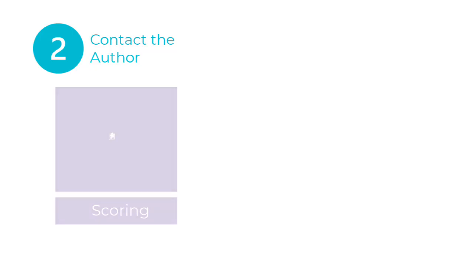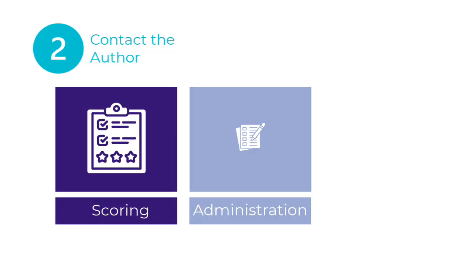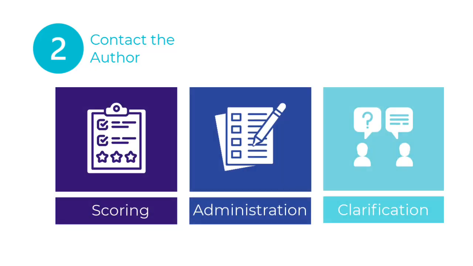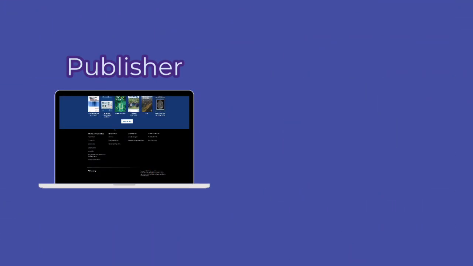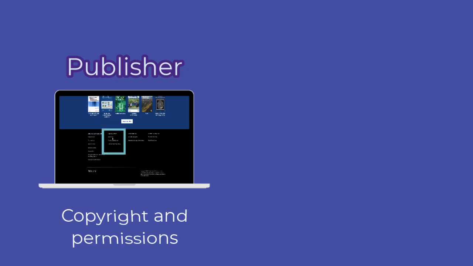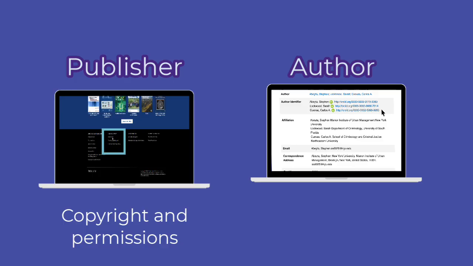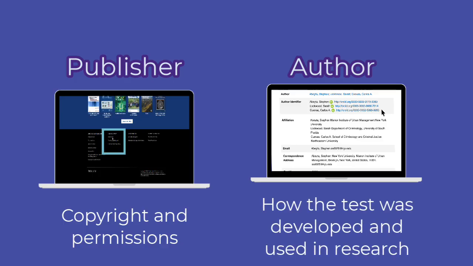You might also contact the author for help with scoring, administration, or to clarify something about the test itself. APA includes all available test details in the record, but the author may have more to share. In general, the publisher is your best source for copyright and permissions, while the author is your best source for how the test was developed and used in research.